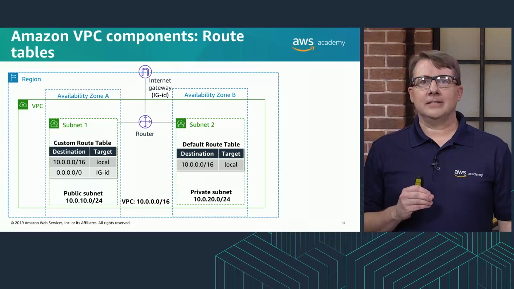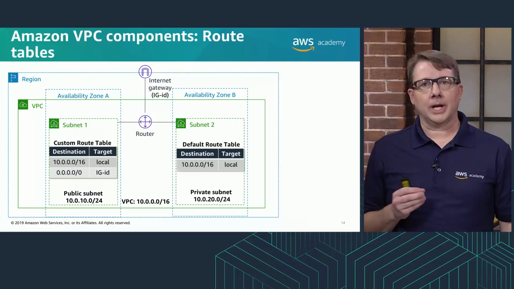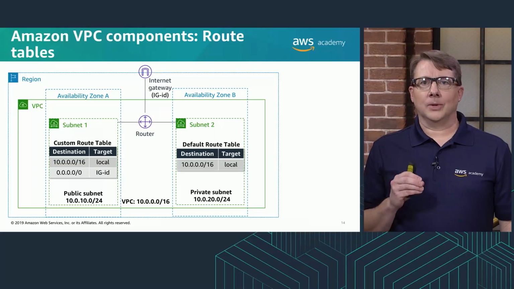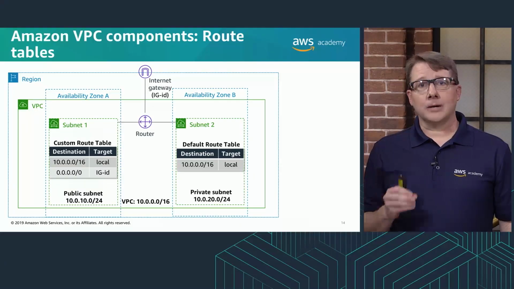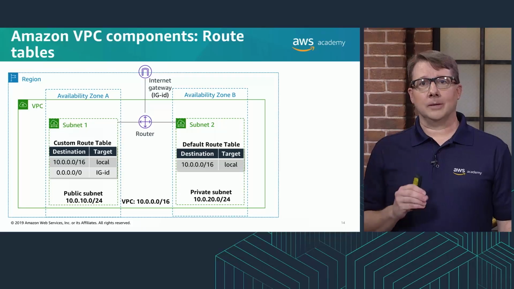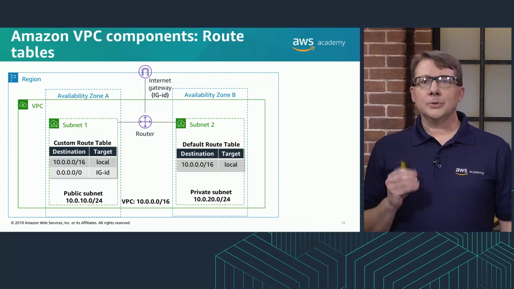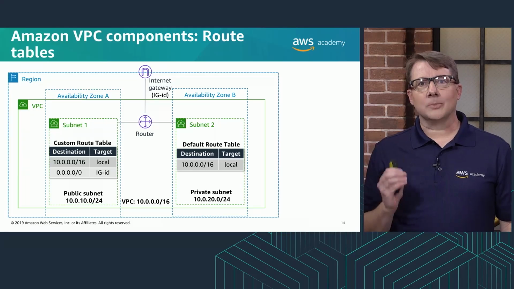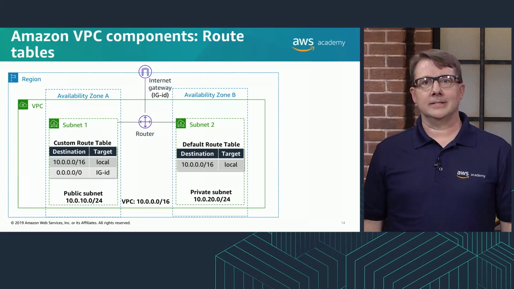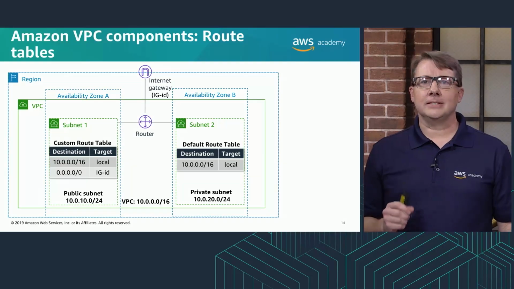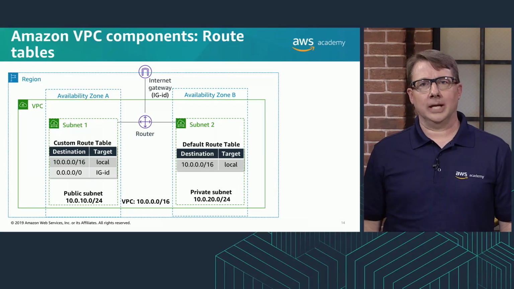When you create a VPC, a default route table is also created. The default route table has a rule that routes local traffic anywhere in the IP address range of the VPC. You can add more routes to the default route table. When you create a subnet, it is automatically associated with the default route table of the VPC. If you do not want to use this route table, you can create a custom route table and associate it with the subnet instead.